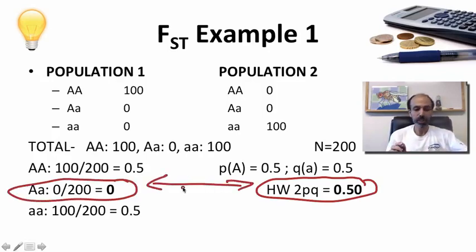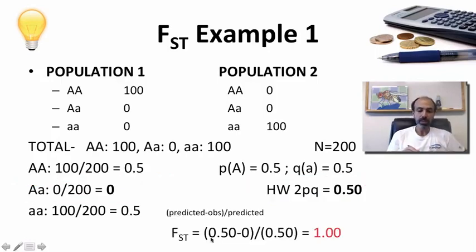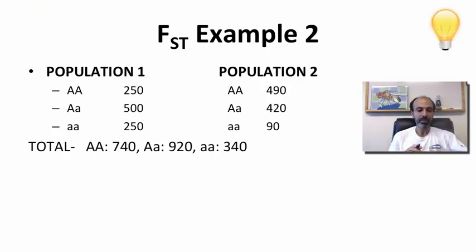Now we apply that formula I just gave you. This is the Hardy-Weinberg predicted 0.5 minus the observed 0, divided by 0.5, and this gives you an FST of 1. As I mentioned, if you have an FST of 1, that indicates a fixed difference. Let's try one that's not quite so extreme. Here's a set of populations. Each population size here is 1,000, so our total population size is 2,000. This population is at Hardy-Weinberg.